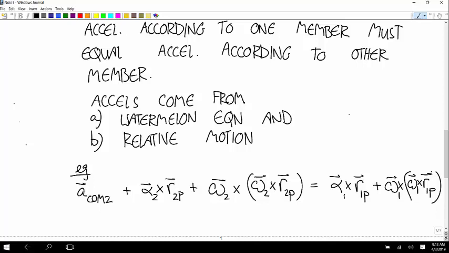Okay, so how many useful equations would we get out of this at one joint? It's a two-dimensional problem, so these accelerations are in 2D, so each one of these would give 2 more constraint equations.